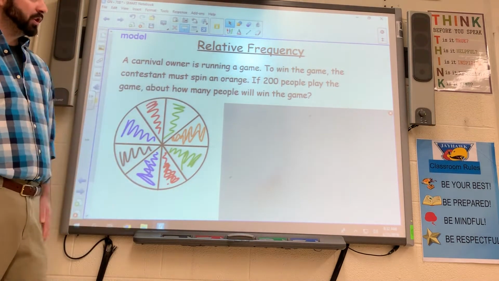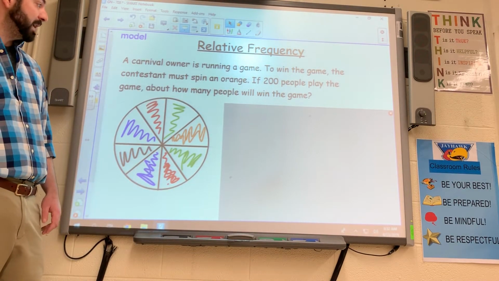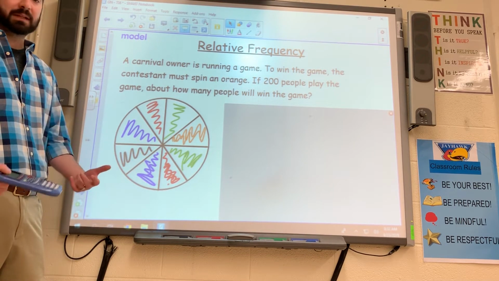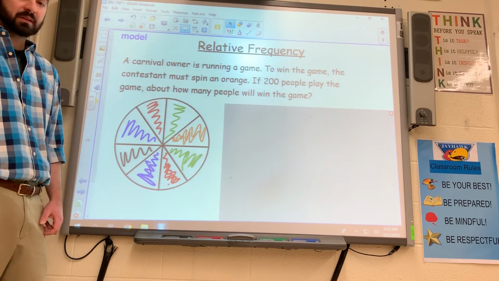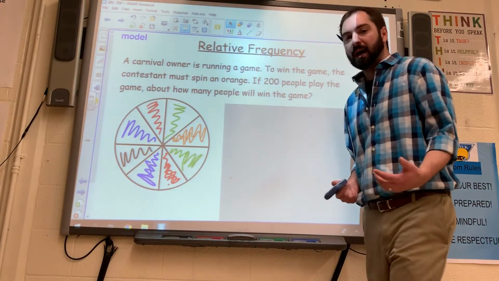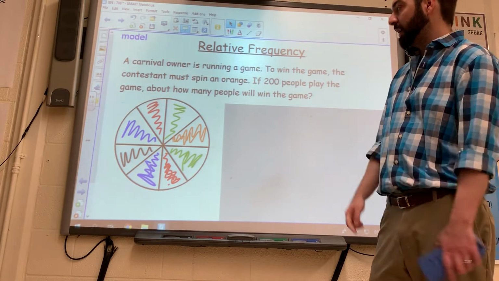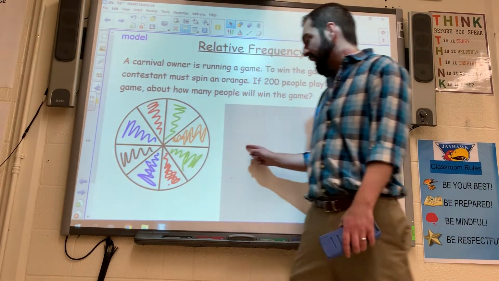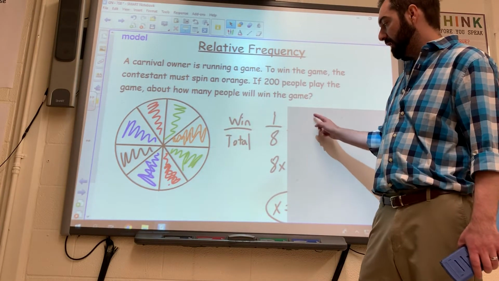So, a carnival owner is running a game. To win the game, they must spin orange. If 200 people play the game, about how many times would they win the game? And this is important because we want to find out how many prizes this guy should expect to buy to be the carnival owner. Well, I know that to win the game, there's one orange segment out of 8 segments. So that would have a 1 in 8 chance of winning this game.